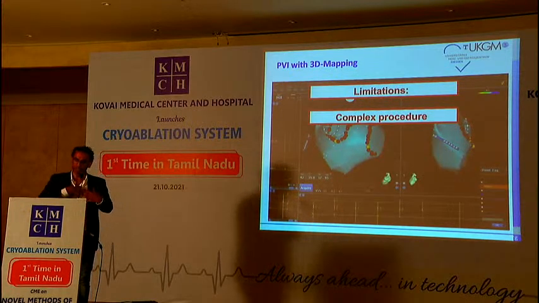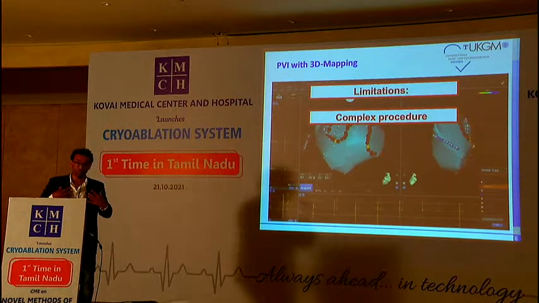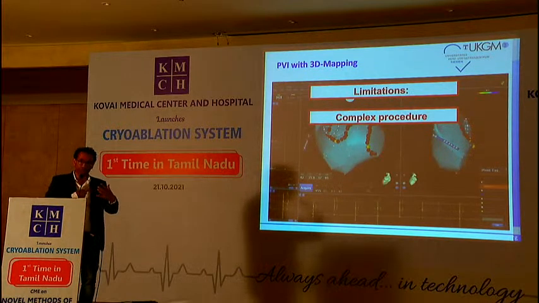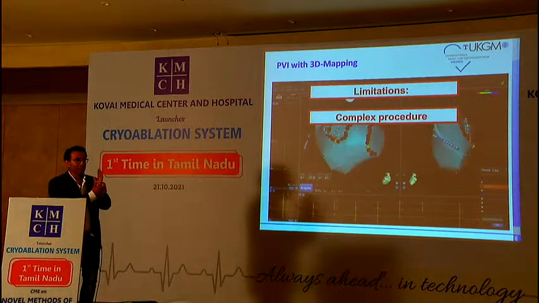Just think where the heart is. The heart is behind the lung. Our patients breathe; we don't do the procedures in apnea. So the catheter will move with the lung and with the heart. And if the catheter moves, you don't have a nice catheter tissue contact. If you don't have a nice catheter tissue contact, you won't get a nice necrosis, a transmural lesion.